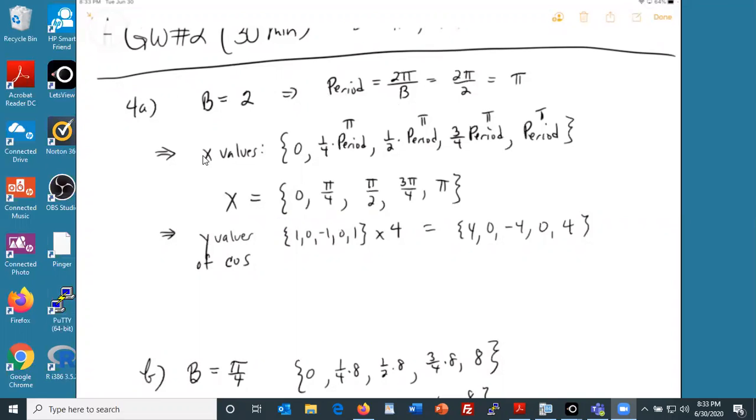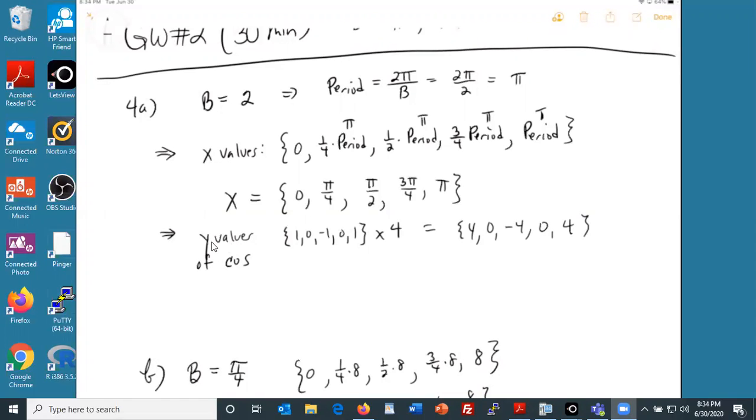Remember, now to get the key x values, you start with 0, and it's always 0. Then you do 1/4, 1/2, and 3/4 times the period. So it's 1/4 times pi, 1/2 times pi, 3/4 times pi, and then finally 1 times the period, or just the period. So it's just pi for the last one. Therefore, 1/4 times pi is pi over 4, 1/2 of pi is pi over 2, 3/4 of pi is 3 pi over 4, and pi itself is pi.